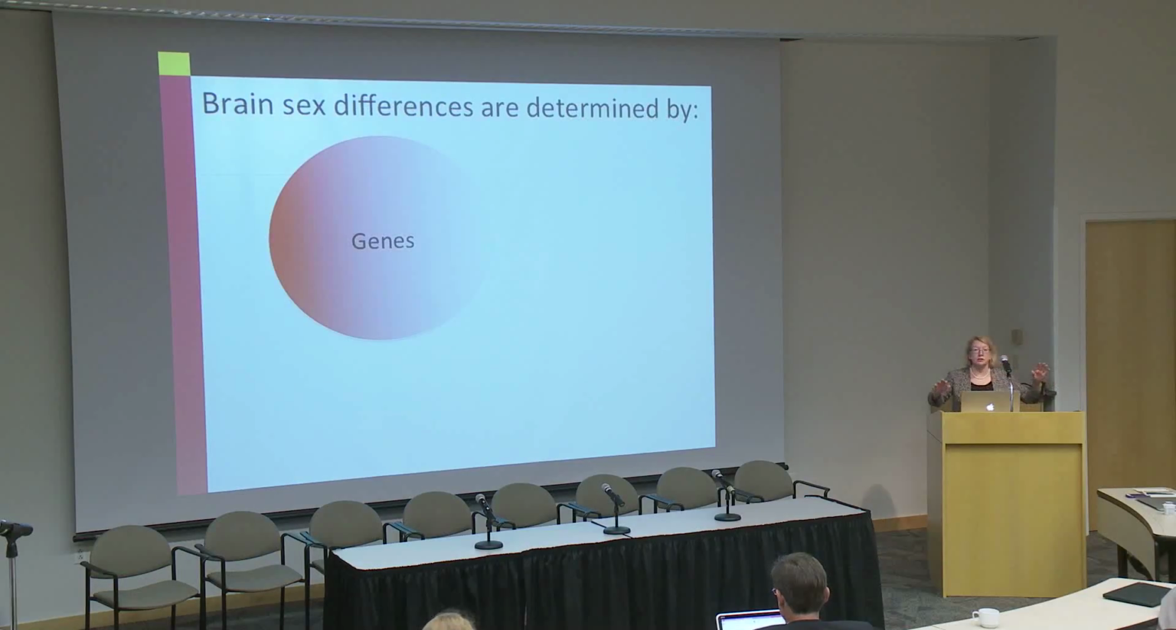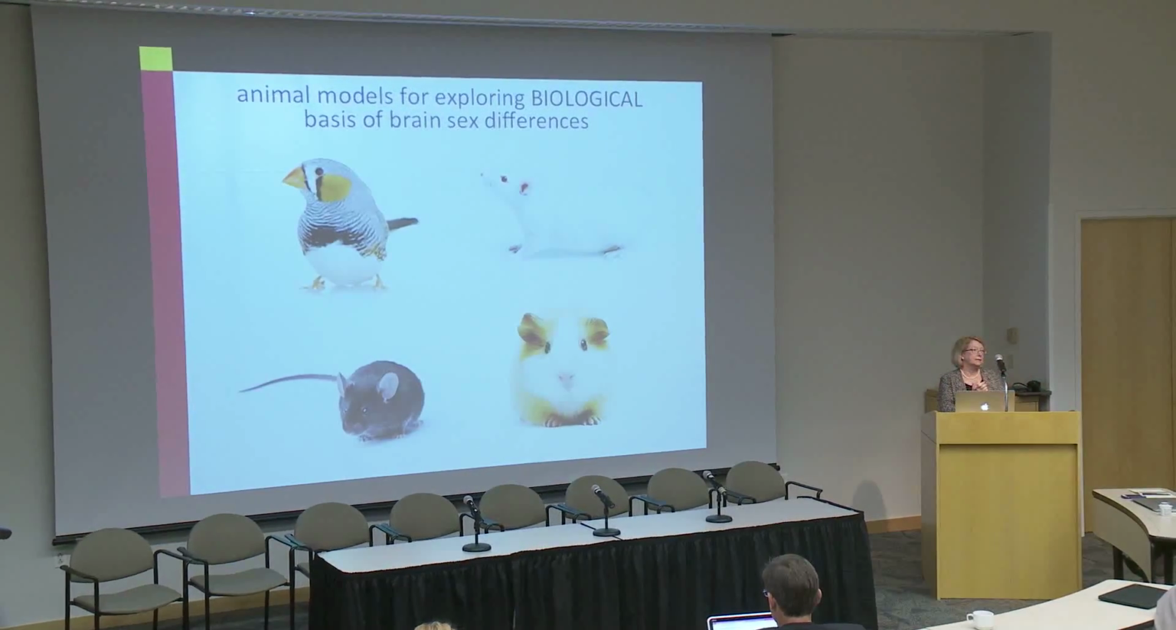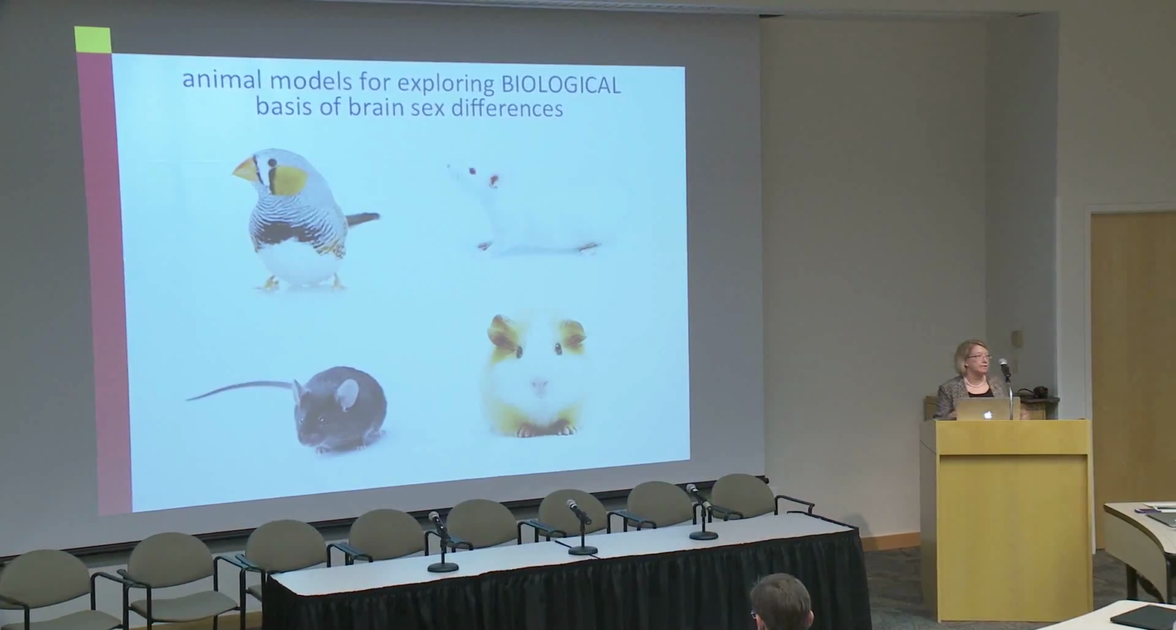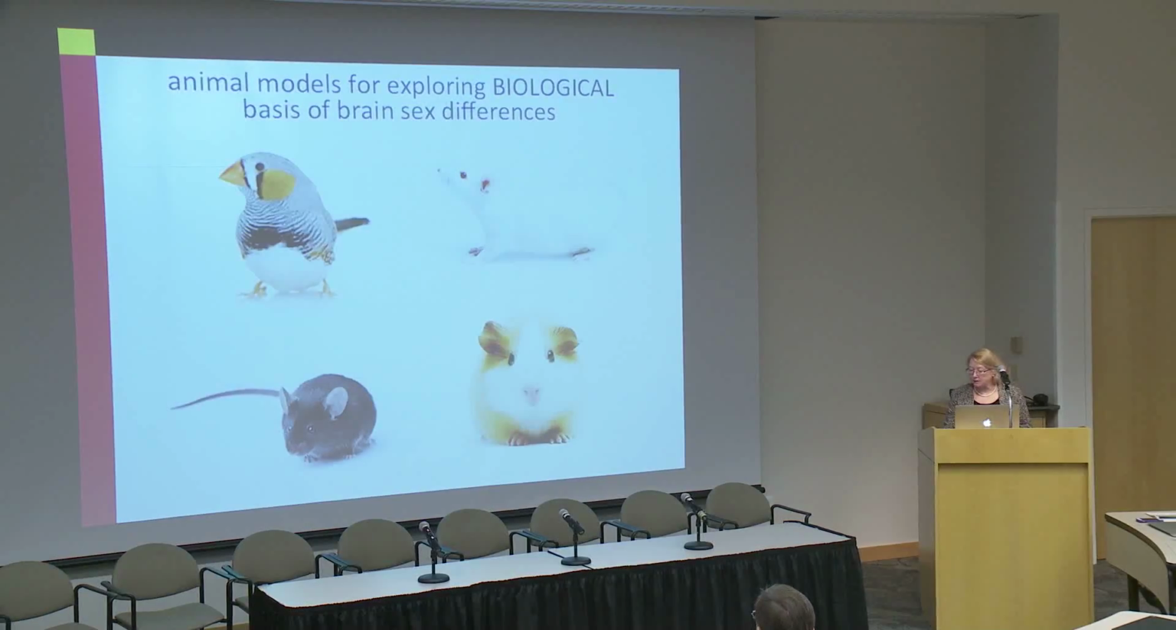So sex differences are determined, and I can go through this quickly, by genes, environment, and hormones, we all know that. Animal models are the best way to explore the biological basis of sex differences because we can do away with all of those cultural and societal influences. My animal model is the rat, because it's not nearly as strain dependent as the mouse, and the sex differences are robust and reliable.